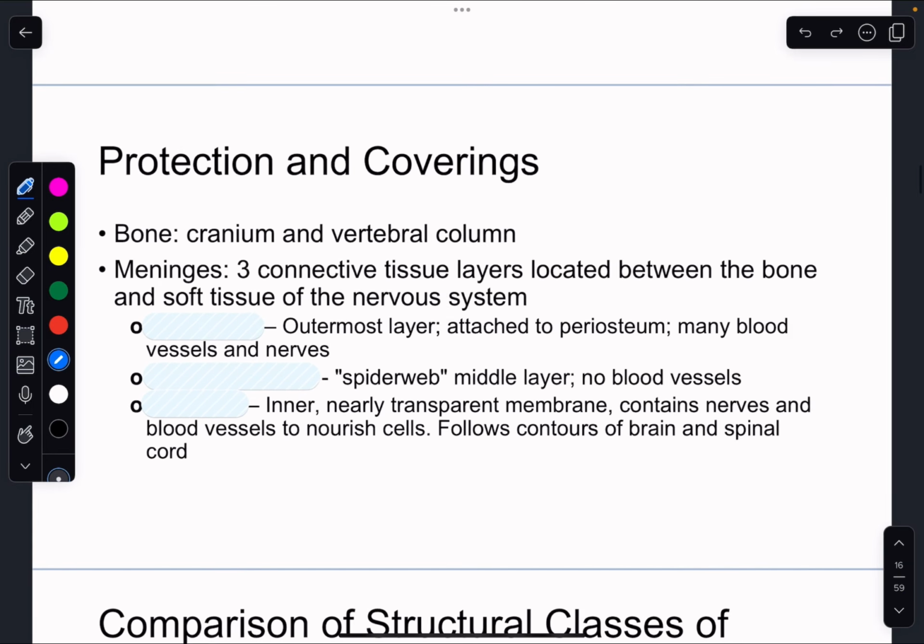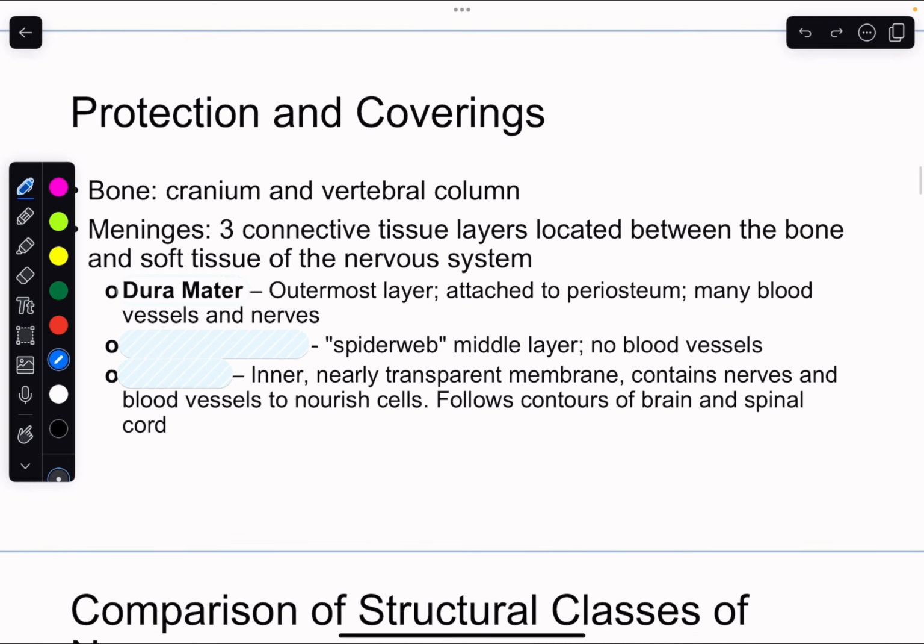All right, protection and coverings. So in the central nervous system, you have bone and meninges protecting it. We have the bone. The cranium means the skull, and the vertebral column means your spine. So the bones of those protect the central nervous system. It also has three connective tissues located between the bone and soft tissues of the nervous system that protect it. So it's the meninges basically.